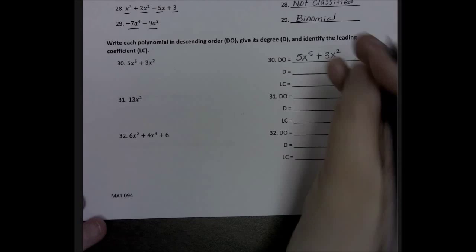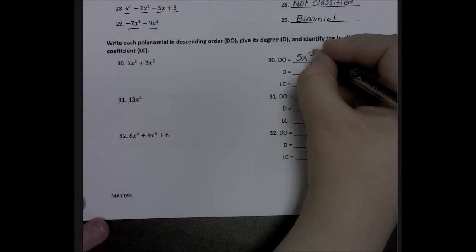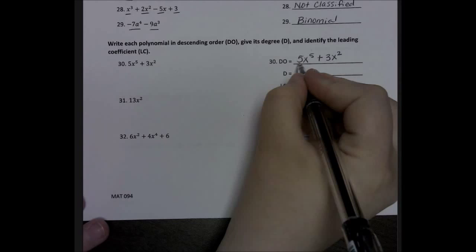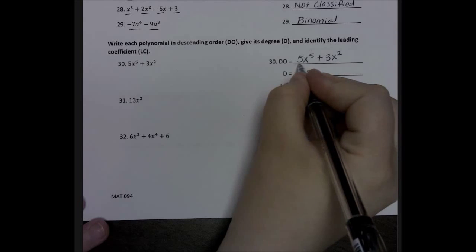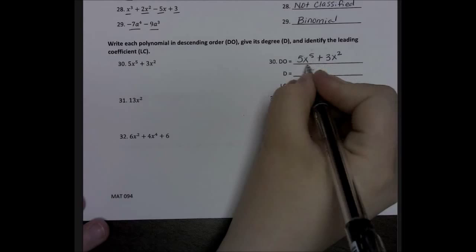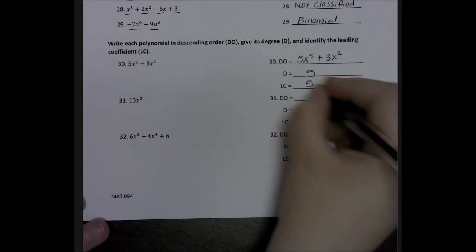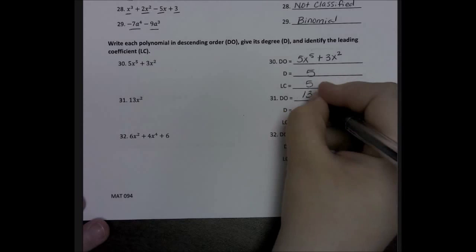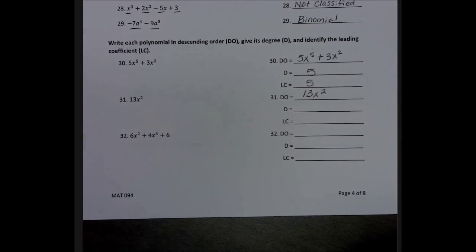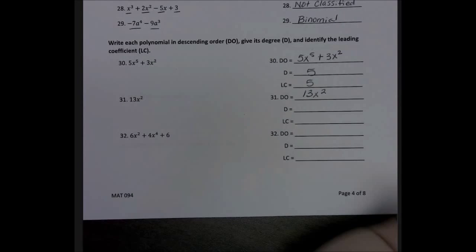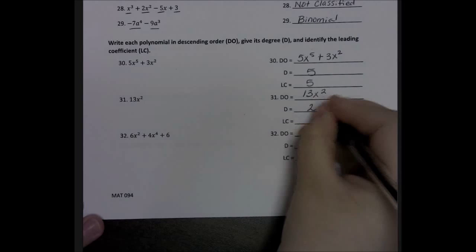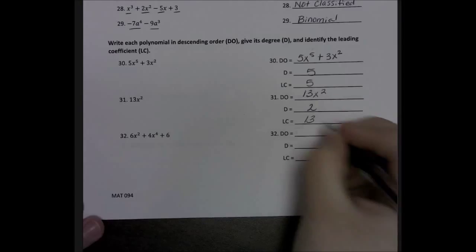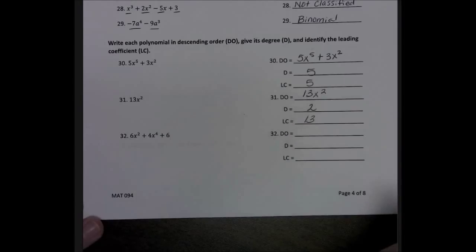Then your degree is your highest exponent, so that would be 5. And your leading coefficient is the coefficient in front of the term with the degree, so it would be a 5 as well. Descending order for 31 is very simple. It's 13x squared because it's just one term. It's a monomial. Your degree is your highest exponent, so it would be 2. And your leading coefficient is 13, the coefficient in front of the variable.